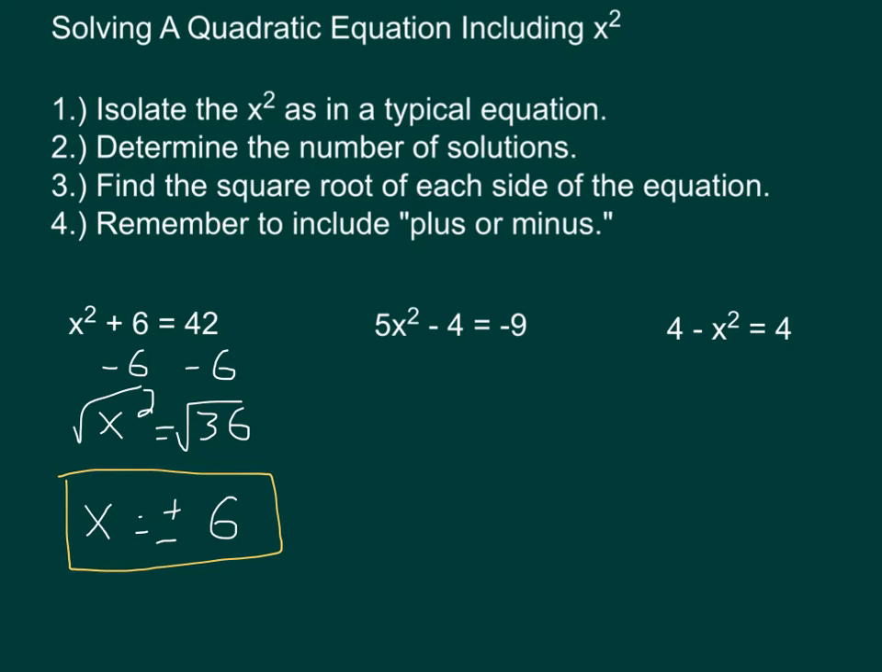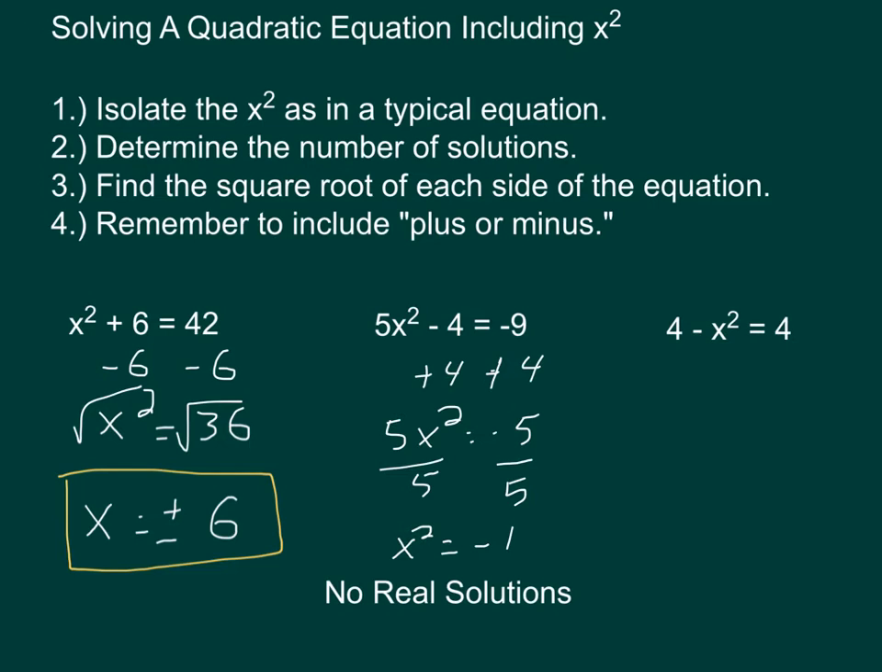For this next one, I'm trying to get the x squared by itself, so I'll start by adding 4 to each side, which is going to bring me to 5x squared equals negative 5. And then divide by 5, and I get x squared equals negative 1. Now at this point, I can realize that x squared equals a negative number here, which tells me that I must have no real solutions. I don't need to go any further with that. Don't worry about the imaginary numbers right now.